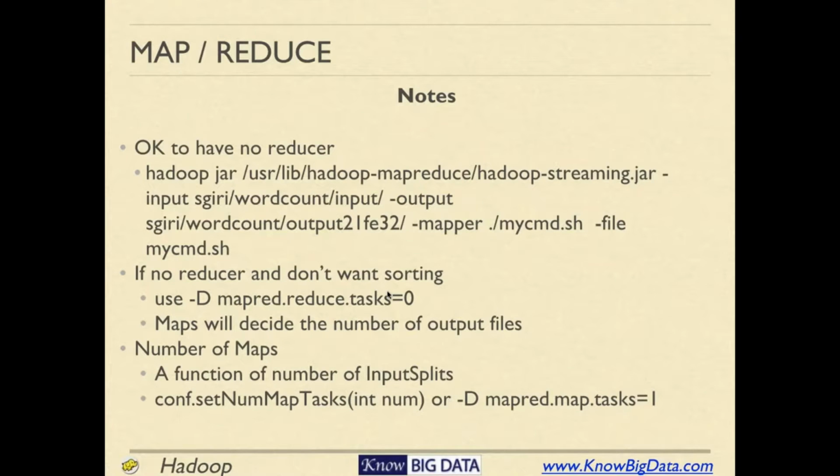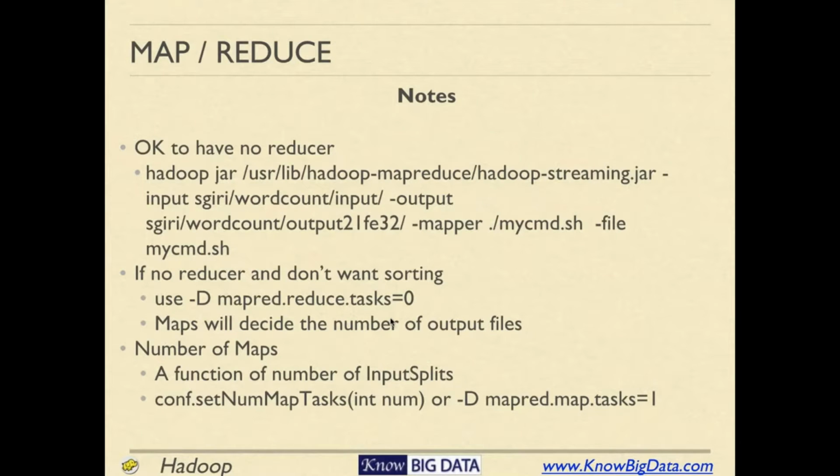All right. So it's okay to have no reducer. You can have things like this where there is only -mapper, but there is no -reducer. But the result will not be unique. It'll be just the output of the mapper. That's it.